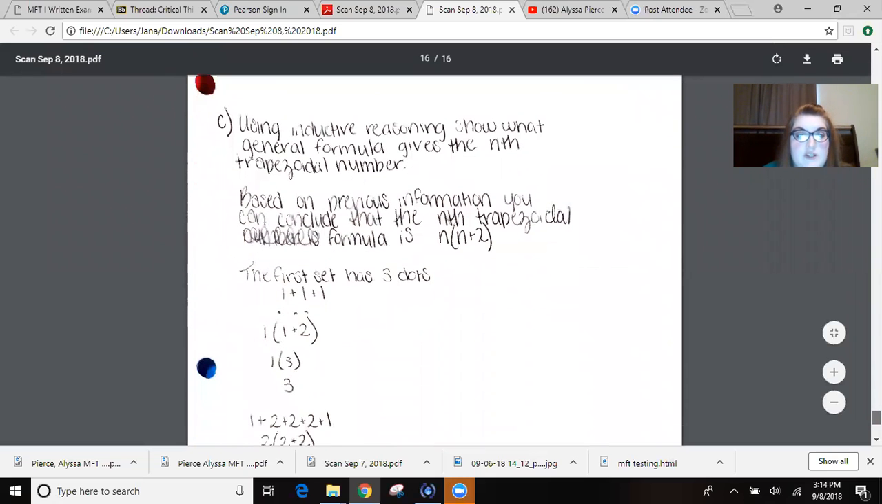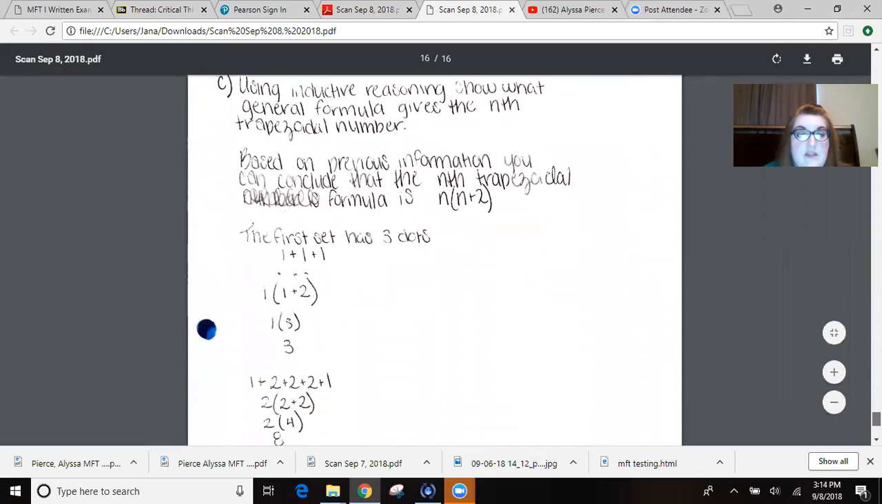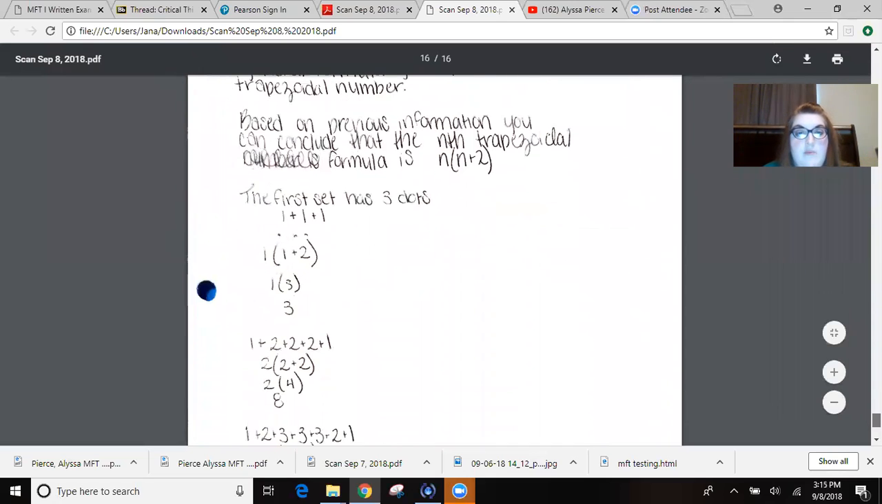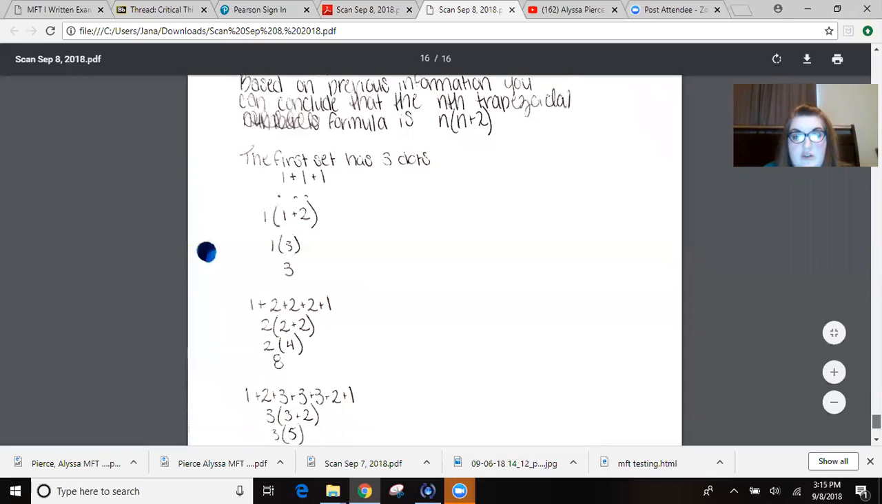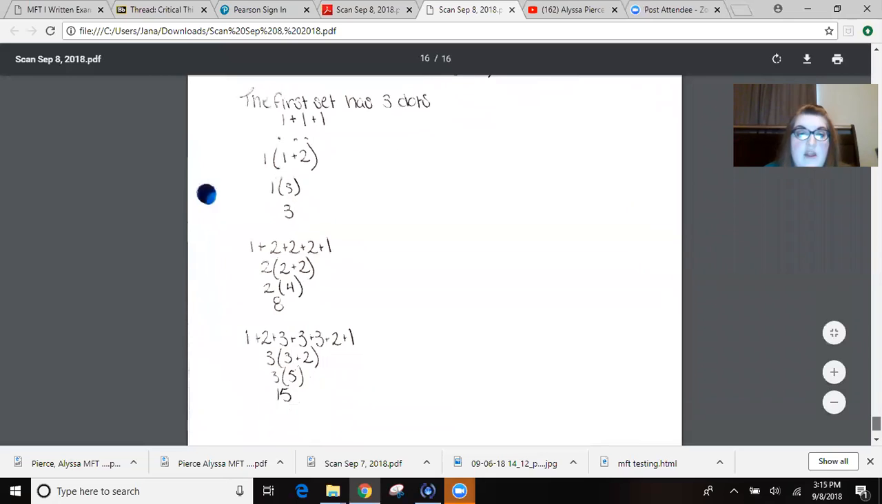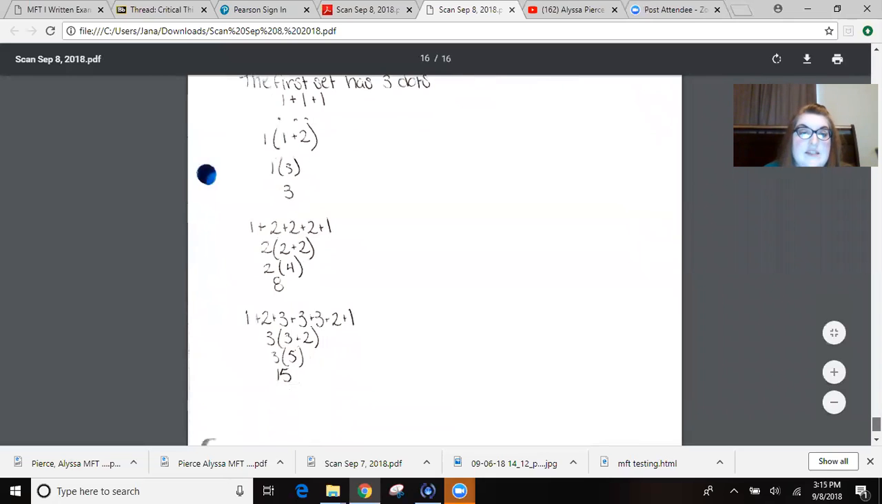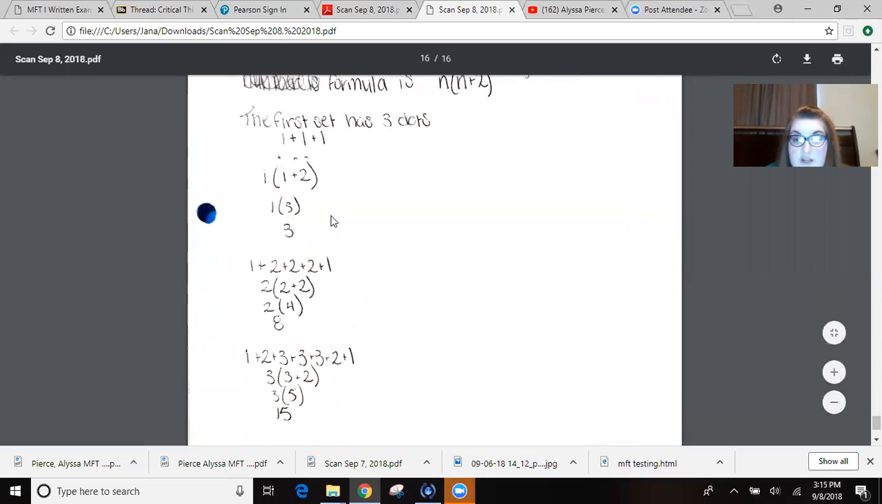Now it wants us to use inductive reasoning to show what general formula gives the nth trapezoidal number. Based on the previous information, you can conclude that the nth trapezoidal formula is n times n plus 2. A little check work on that is if you were to take this first set had 3 dots. So if you take 1 and plug it into the n spot, you have 1 times 1 plus 2, which would be 1 times 3 equals 3 dots.